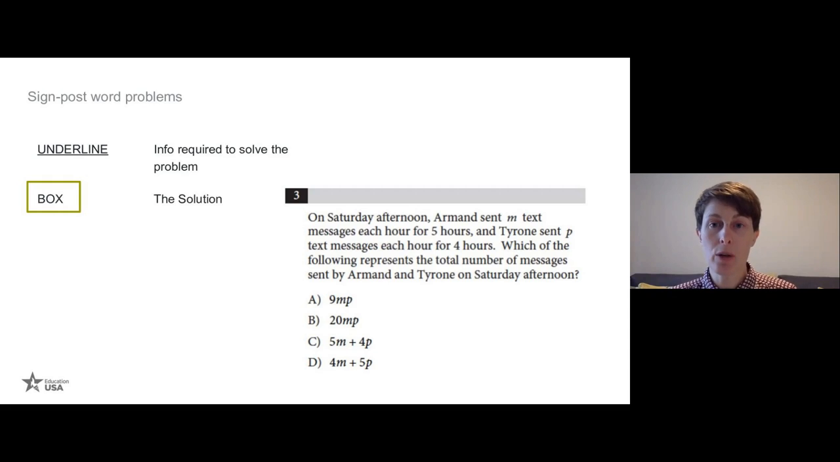And so if you're somebody who needs something more concrete and less abstract, this is when something like picking numbers is going to come in handy, which we'll talk about in a moment. But for now, we're looking at the signposting. So I did it in different colors. Like I said, on actual test day, you won't have different colors, just your pencil. I'm doing that for you so you can just see what we're looking at more easily.